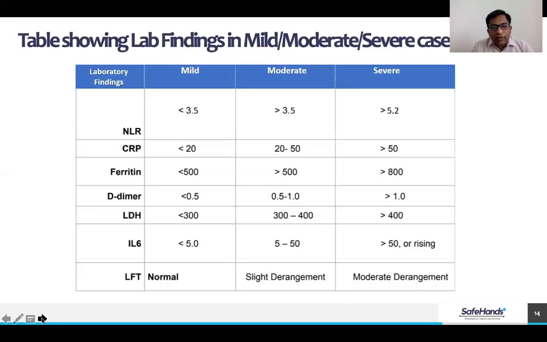IL-6 levels in case of mild is less than 5, moderate 5 to 50, and severe is rising more than 50. IL-6 levels go more than 200, 300, even as we have seen up to around 800. LFT in mild may be normal, moderate cases slight derangement, severe cases there may be moderate derangement.